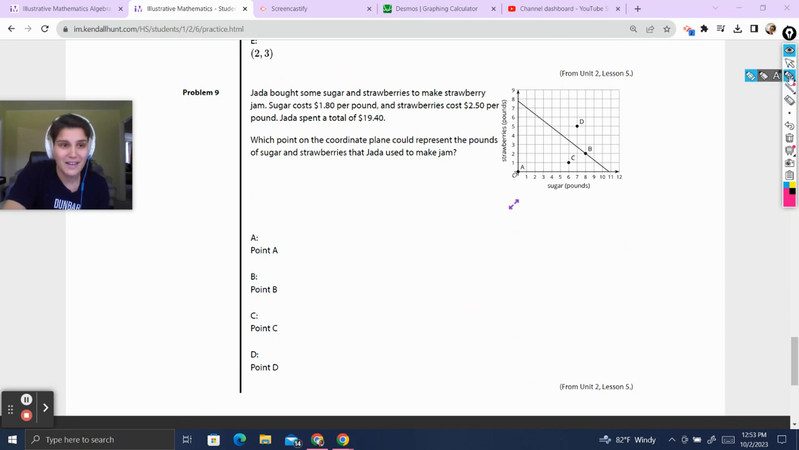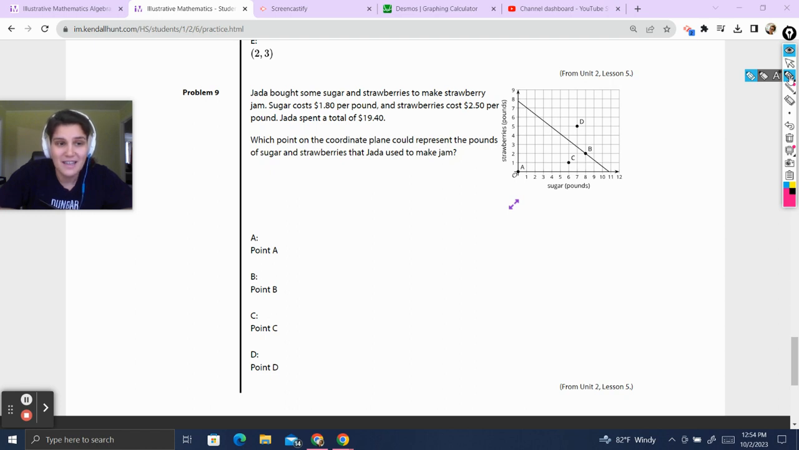Problem number 9. Finally, our last question. Jada brought some sugar and strawberries to make strawberry jam. Sugar costs $1.80 per pound and strawberries cost $2.50 per pound. Jada spent a total of $19.40. Which point on the plane could represent the pounds of sugar and strawberries that Jada used to make jam?